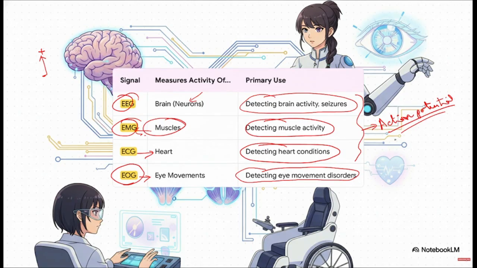This standing potential is regarded as the corneoretinal potential activity, and due to this we have a dipole moment present in the eye. When we move this dipole moment towards a specific electrode, we will be getting a positive sign or a negative sign.